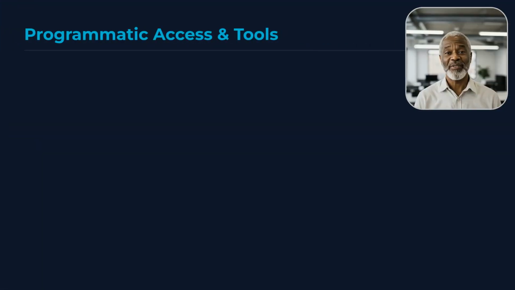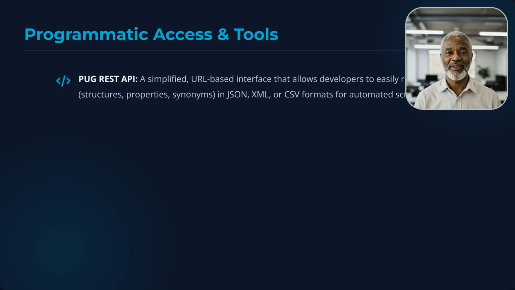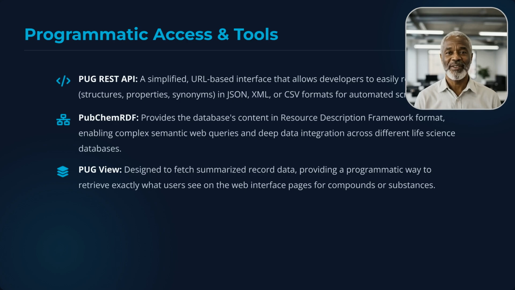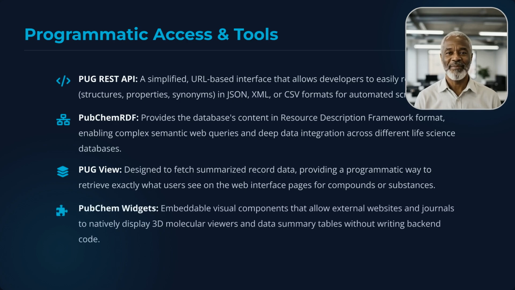For programmatic access, developers can use the PUG REST API for data retrieval. PubChem RDF provides content in resource description framework format. PUG View fetches summarized web interface data, and PubChem widgets allow embedding visual components on external sites.